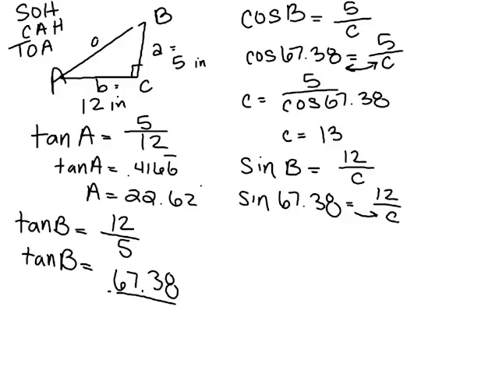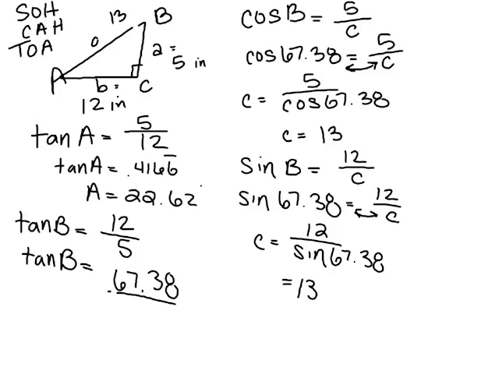Okay, so swap those spots. C is equal to 12 divided by the sine of 67.38. 12 divided by 67.38 sine equals 13.0000. I think we're safe to say our hypotenuse length is 13.